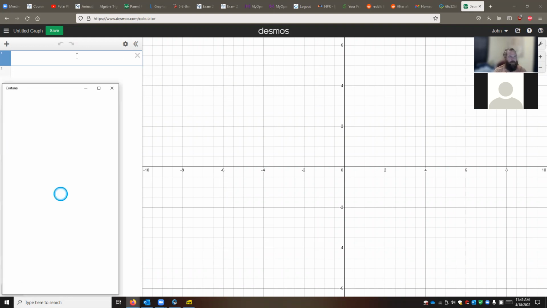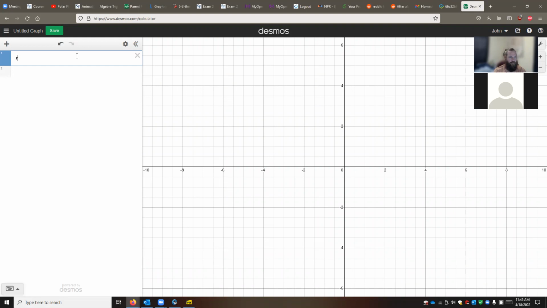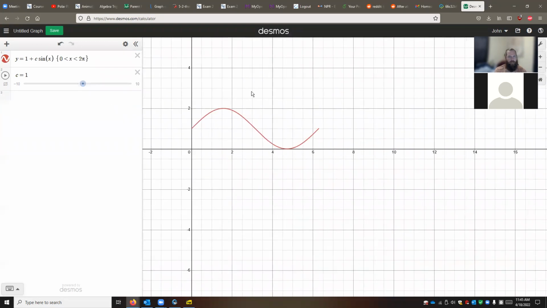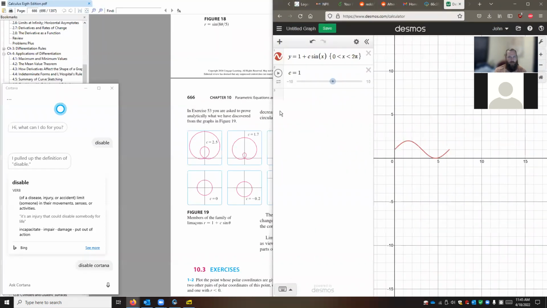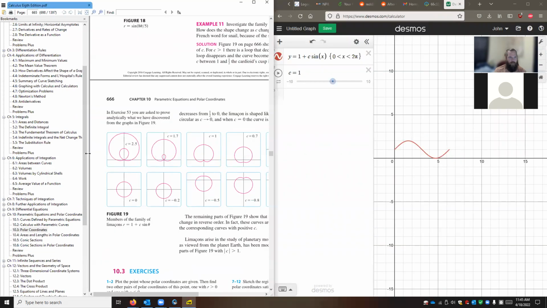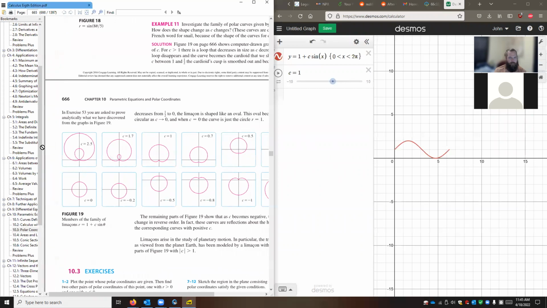So let's look at it. I do this like this, before I put it in polar. So I'll say y equals 1 plus c sine x. All right, and we can restrict our attention to the interval 0 less than x less than 2 pi. Now let's compare the Desmos graph over there to the polar graphs here.